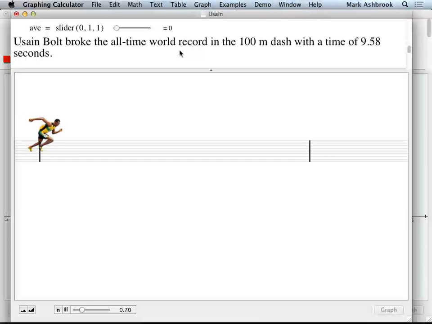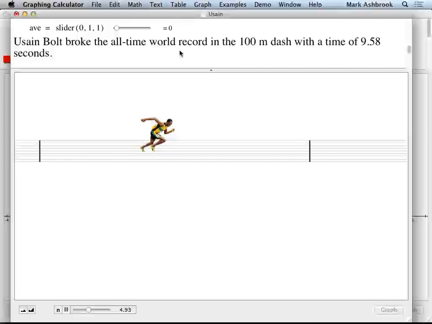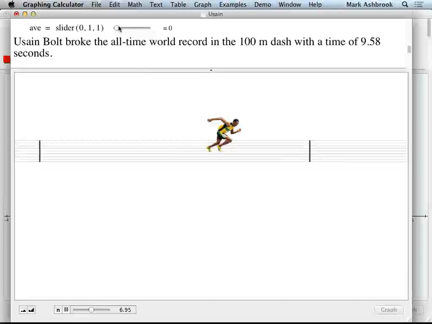The 100 meter dash, the time 9.58 seconds. Okay, ready? Here we go.